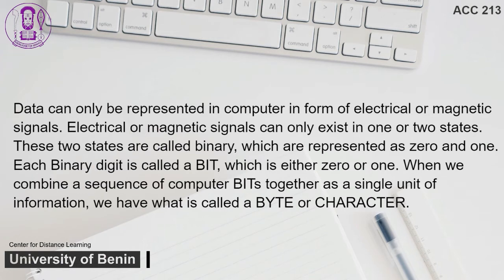Data representation framework. Data can only be represented in computer in form of electrical or magnetic signals. Electrical or magnetic signals can only exist in one of two states. These two states are called binary, which are represented as 0 and 1. Each binary digit is called a bit, which is either 0 or 1.